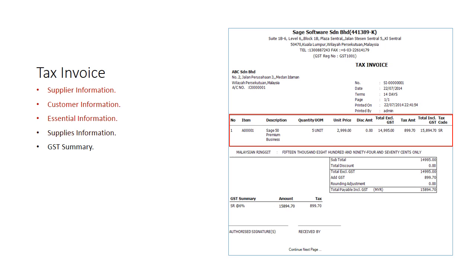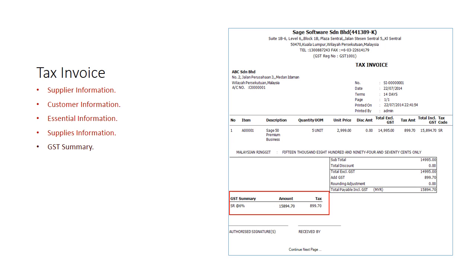For supplies, there needs to be the appropriate description of the supply, the quantity, the unit price and the discounts if any. Thereafter, the total amount must be shown excluding GST, the GST amount and then the total. There should be an indication of the tax code or rate of tax as well. At the end of the invoice, there should be a GST summary on all GST charged, the gross amount as well as the tax amounts.